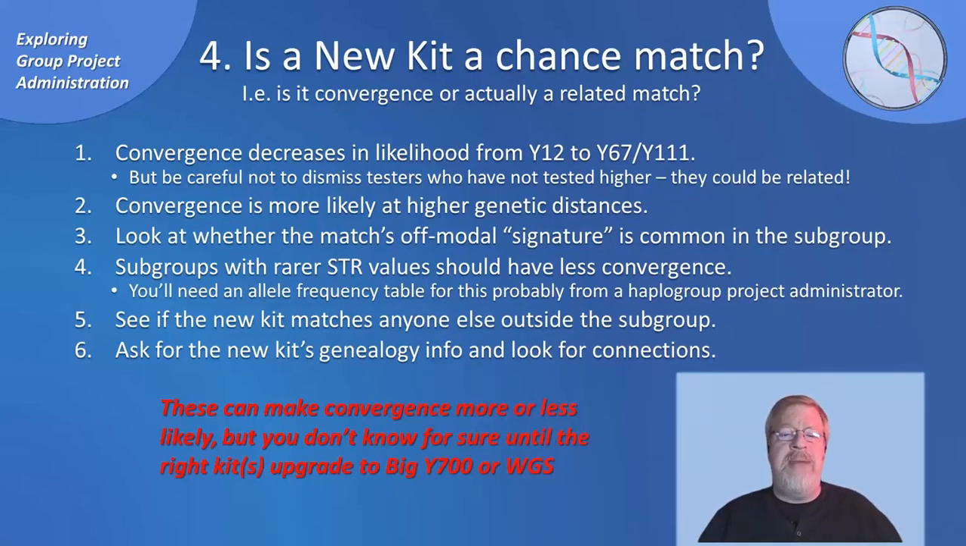You can also see if the kit matches anybody else outside the subgroup at that level. If you have a brand new kit that comes into your project and they match your subgroup, but you look at their kit in their account and they actually also match hundreds of other people, it's likely a convergent match. If they don't match anybody else except your subgroup, then it's more likely it's probably real. It's not perfect, it doesn't tell you for sure, but it's more likely. You can also obviously get the new kit's information and go through their backgrounds looking for connections. If that group came from the same place as the common ancestor of that subgroup, that's a good sign that it could be a real match.